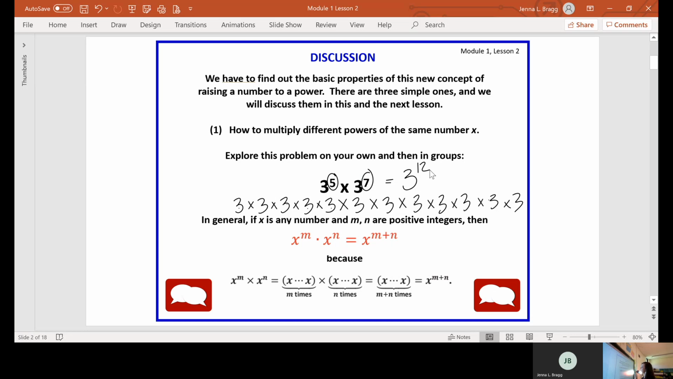But what if you had exponents in the hundreds or thousands? You wouldn't want to write all those numbers out. So there is a rule that when you multiply exponents with the same base, now they both have to be the same. If one of these was 3 and one was 4, it wouldn't work. But since they're both 3, then you can add your exponents. 3 to the 5 plus 7 equals 3 to the 12th power.